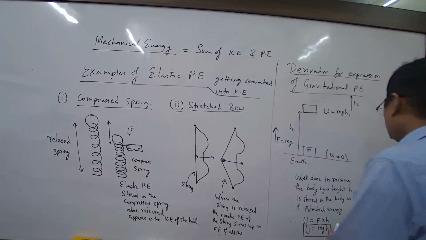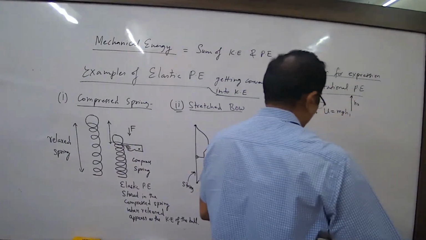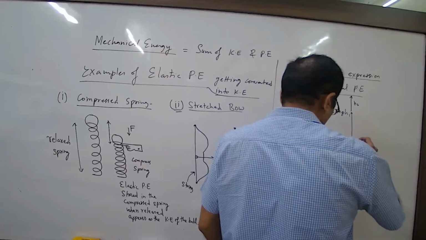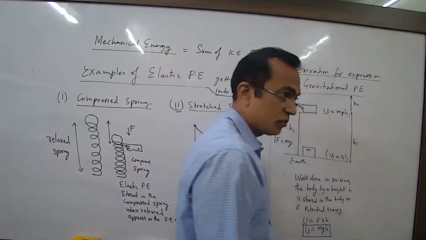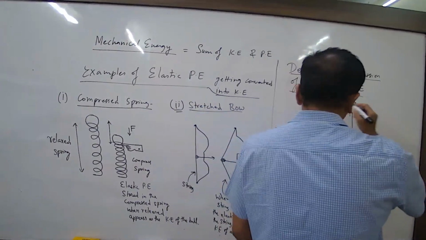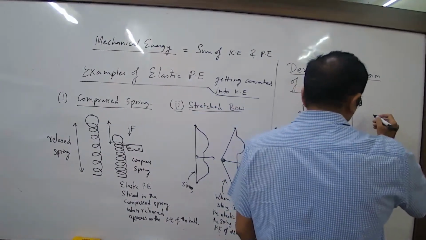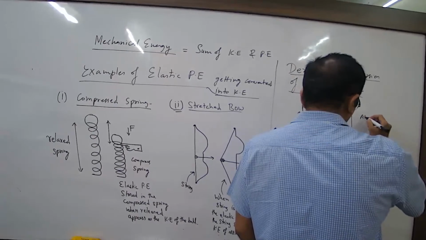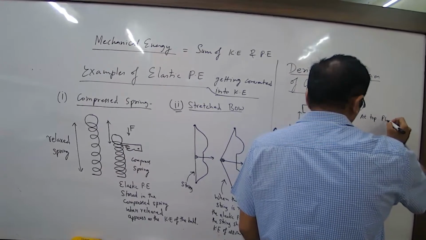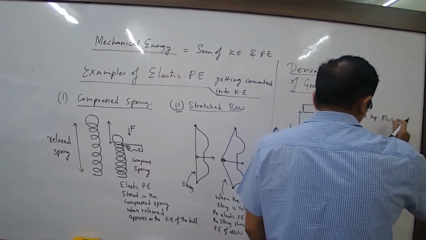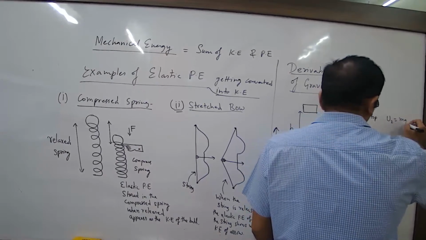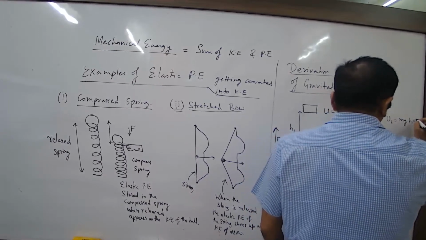So what is the total height from here to here? Total height is h1 plus h2. So at the top position, what is the energy difference? I am saying U2 is equal to mg(h1 plus h2).